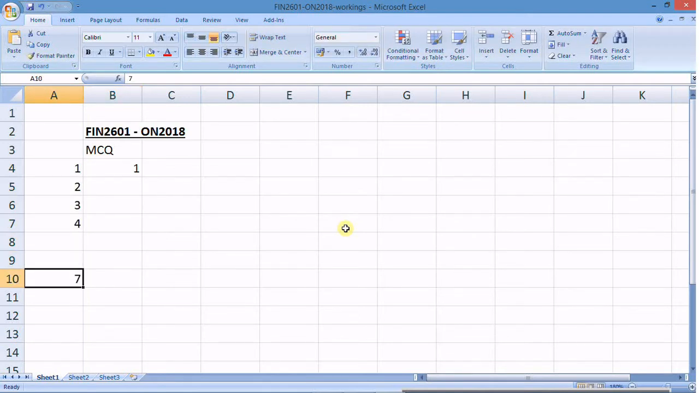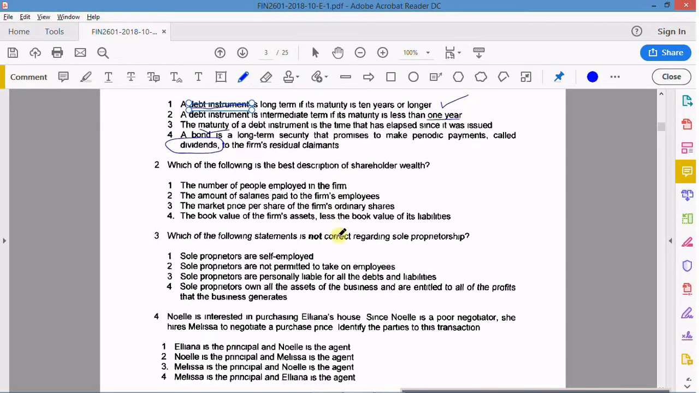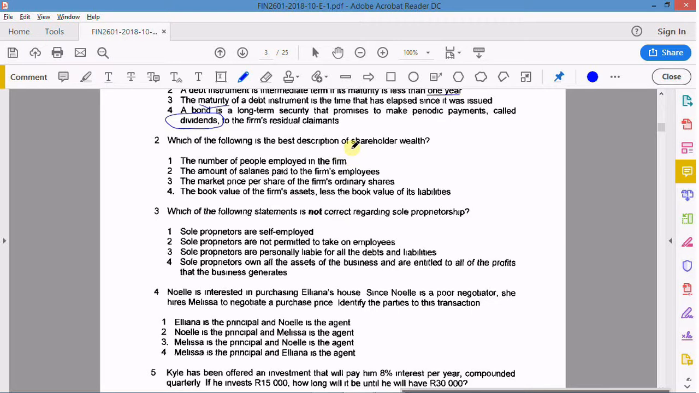Actually, let's not do that because we might have to do workings. Question two. Which of the following is the best description of shareholder wealth? Remember, shareholder wealth is looking at value, not profits. The number of people employed in the firm? No. The amount of salaries paid by the firm's employees? No. The market price per share of the firm's ordinary shares? That seems good. The book value of the firm's assets less the book value of its liabilities. That would be net asset value.